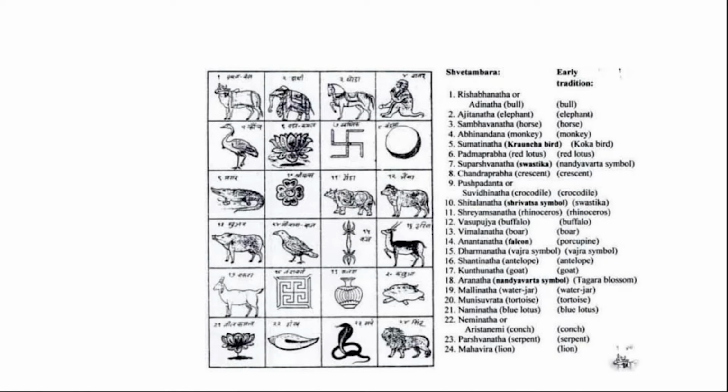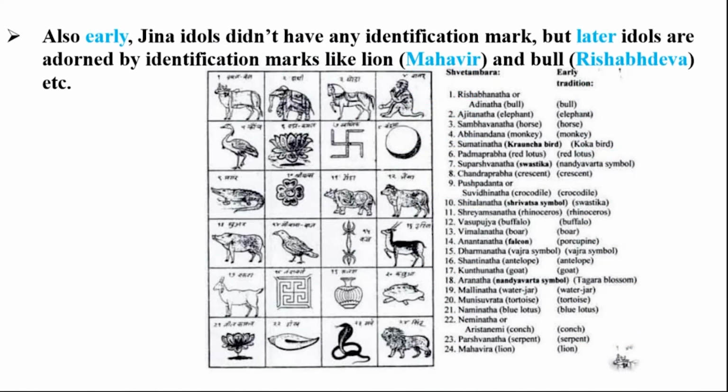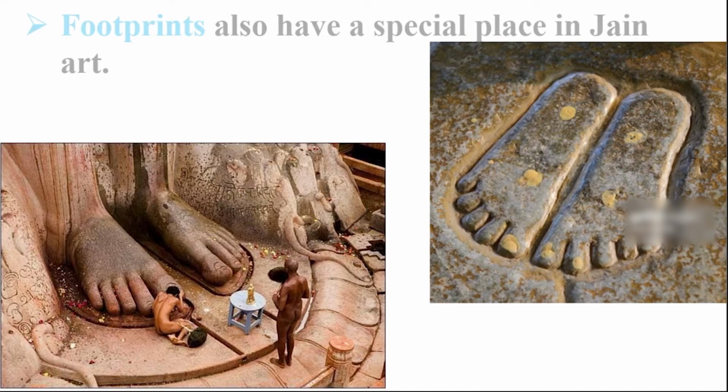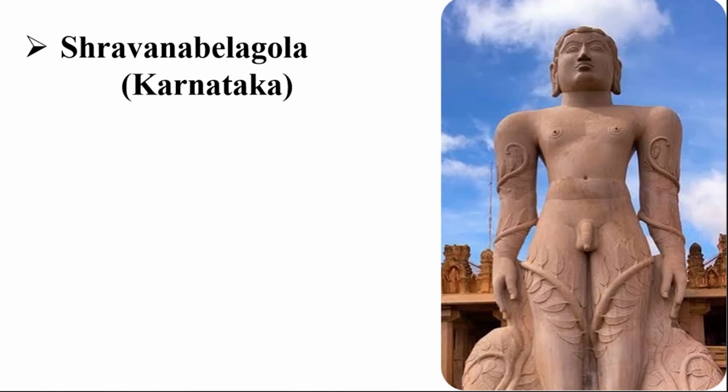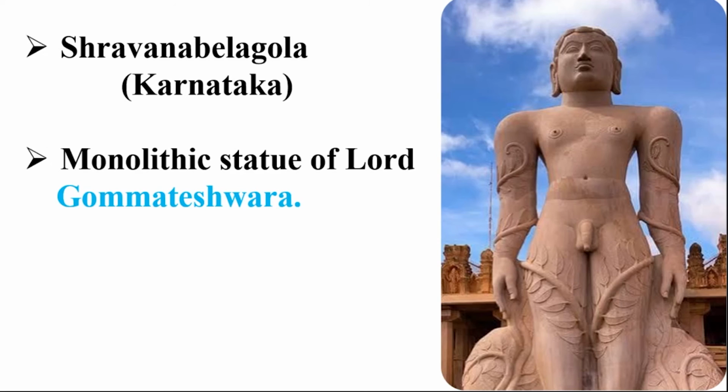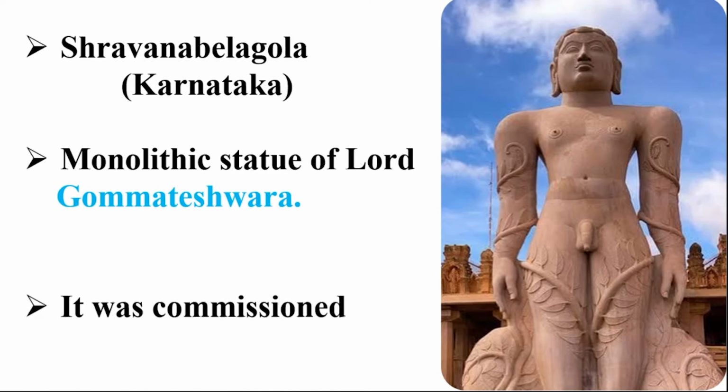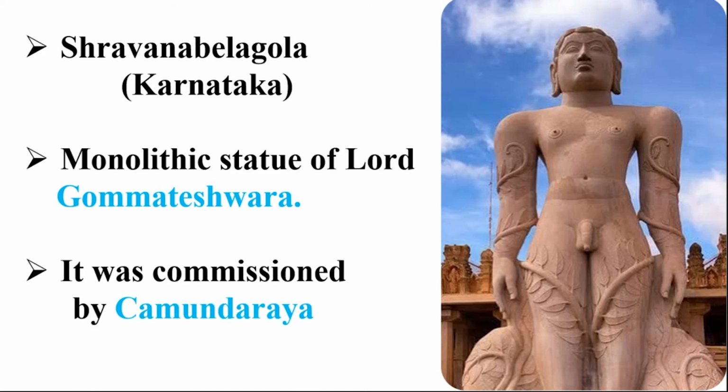See this picture which shows the different identification marks of the Jains. Look at this image. The footprints also have a special place in Jain art. We will see the features with a few examples. First example, Shravanabelagola. It is located in Karnataka, at the peak of Vindhyagiri. There is a 57 feet high monolithic statue of Lord Gommateshwara, also known as Lord Bahubali, erected there.